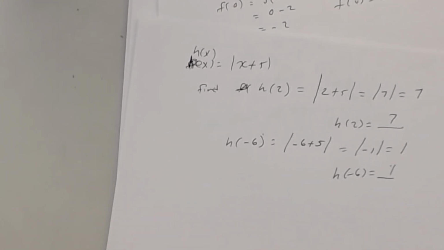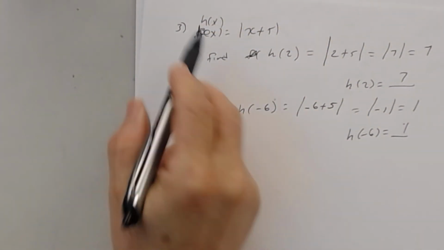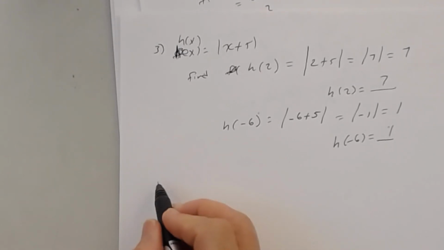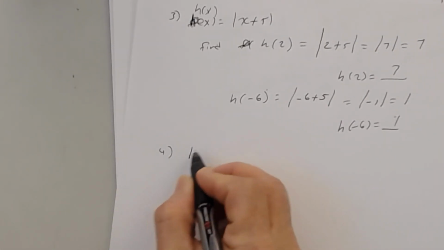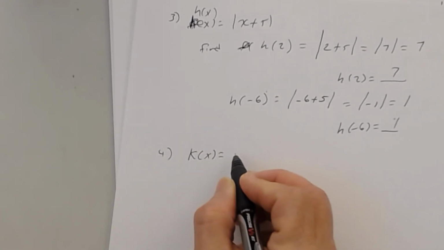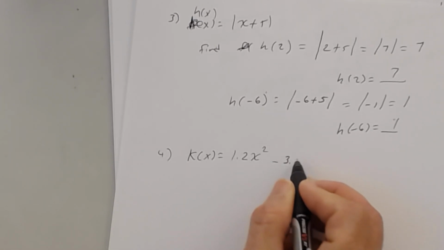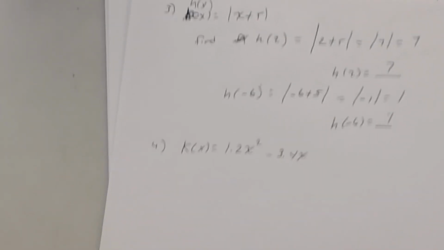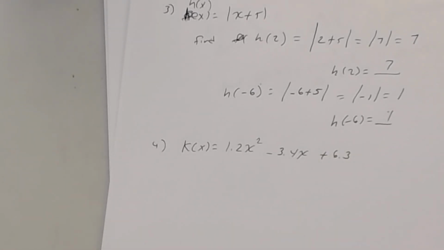All right, and I want you to take out your calculator. So this was number 3. Write the one we just did as number 3, and write this as number 4. Take out your calculator. Let's suppose k of x this time is 1.2x squared minus 3.4x plus 6.3. All right, so k of x is 1.2x squared minus 3.4x plus 6.3, okay?